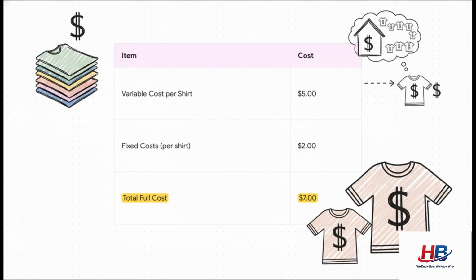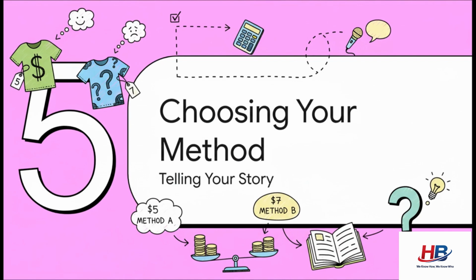Now look at how the picture totally changes here. We've still got our $5 variable cost, that hasn't changed, but now we're bringing that $2,000 rent back into the equation. If we plan to make 1,000 shirts this month, we just divide that rent by 1,000. That means each shirt has to absorb an extra $2 of fixed costs. All of a sudden, the full cost to make one t-shirt has jumped to $7. So wait a minute, we have two totally different methods, giving us two totally different costs for the exact same t-shirt, $5 versus $7. So which one's right?